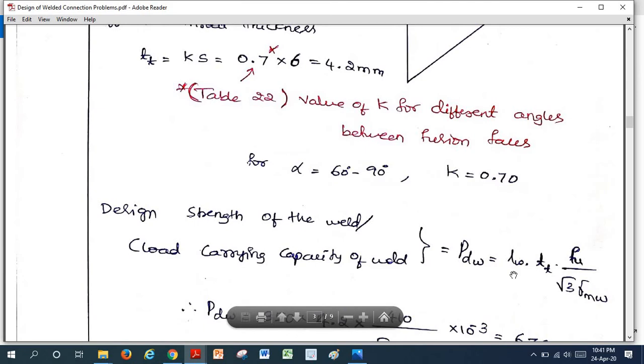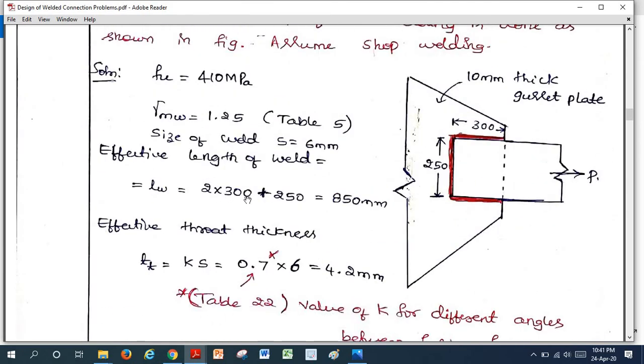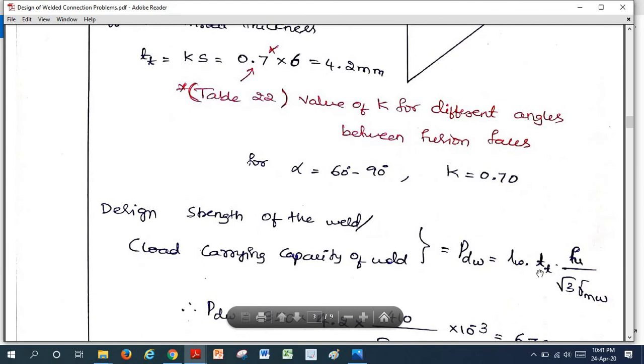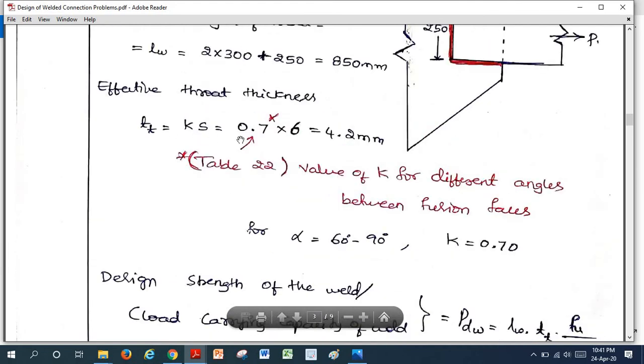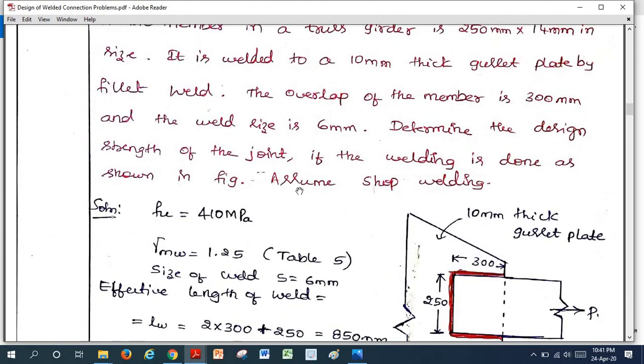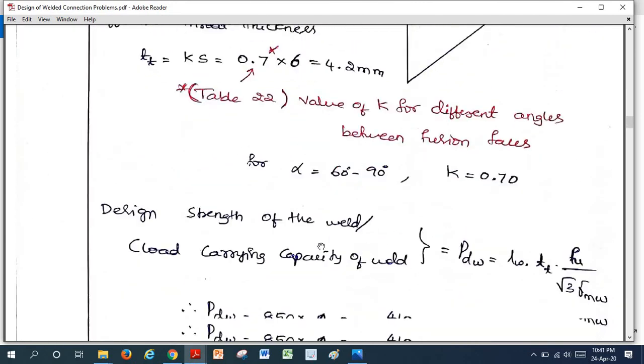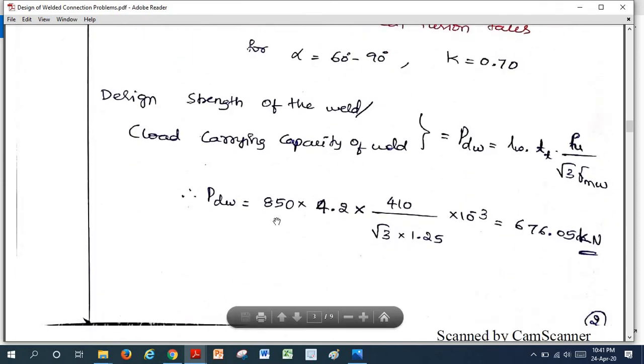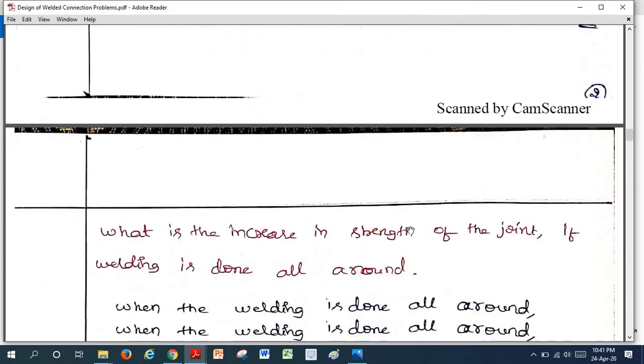So we already calculated LW here, the effective length, total length of the weld provided, and also TT. What is TT? K into S, that is 0.7 into 6. 6 is the size of the weld, S value. Size of the weld is 6 mm. So if you substitute here, you are going to get length of the weld, throat thickness into FU by root 3, 1.25 for sharp weld, gamma MW into 10 power minus 3 to get the answer in kilonewton. We are going to get 676. So this is the capacity of the joint or strength of the joint, nothing but the welded joint.